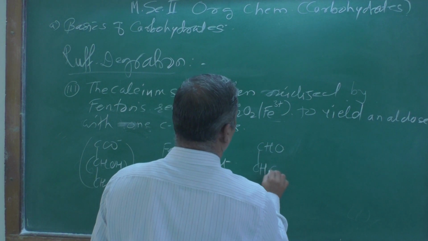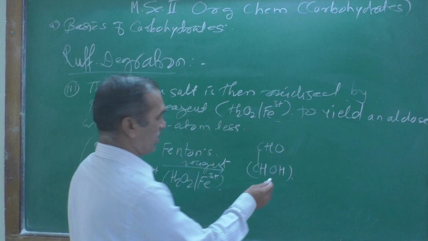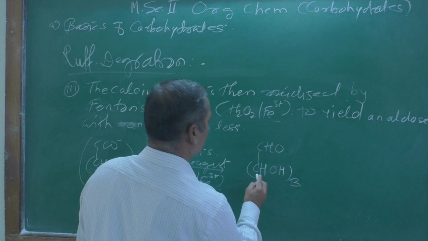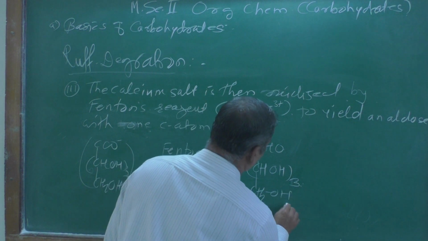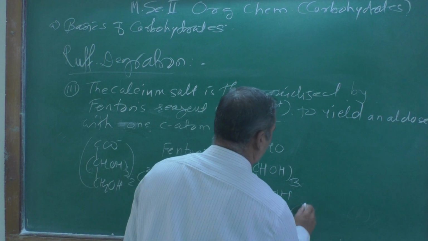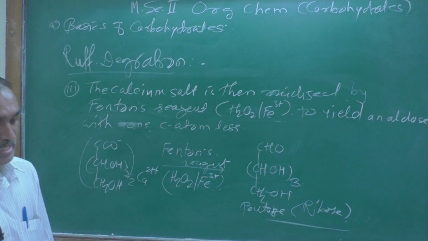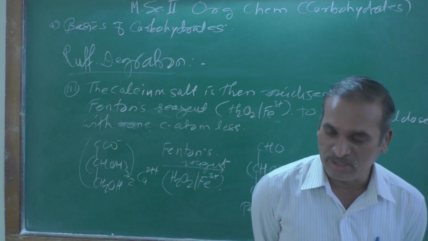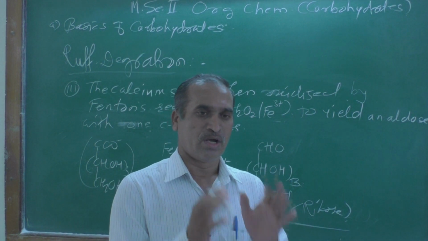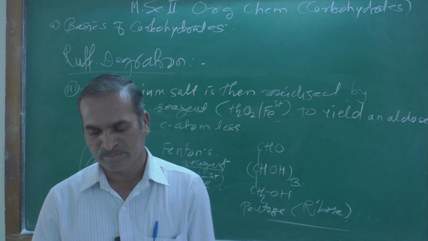Then remember here CHOH. Now how many are there? Four. Now one carbon atom is decreased, so here there are only CHOH three times and then CH2OH. This is called a pentose, or we can call it ribose. This is the structure which we got, and this is known as Ruff degradation. Did you understand this Ruff degradation? We have seen very clearly how we can prepare this.